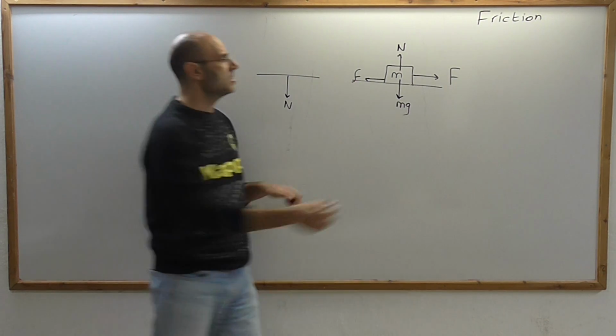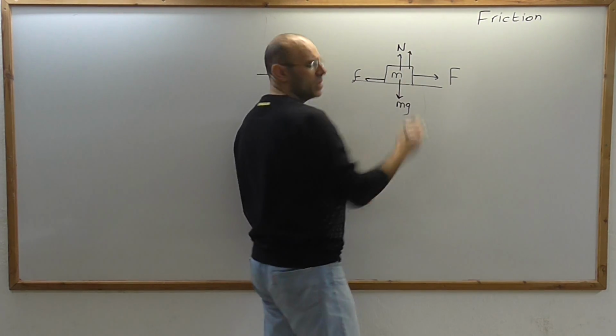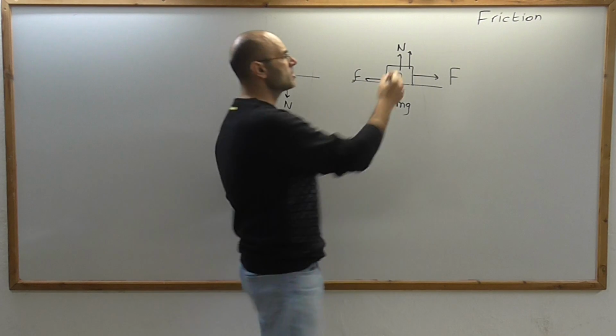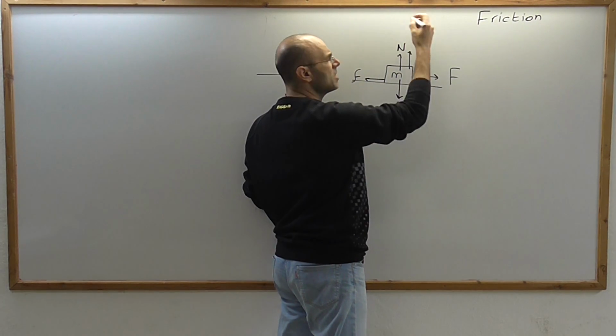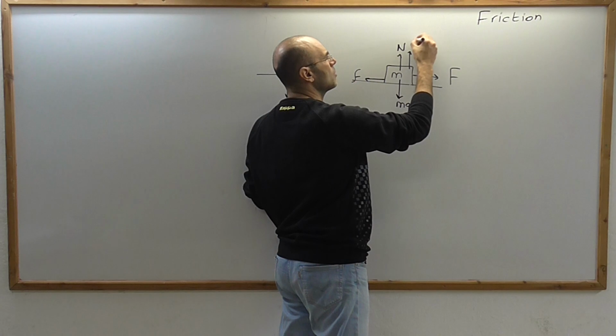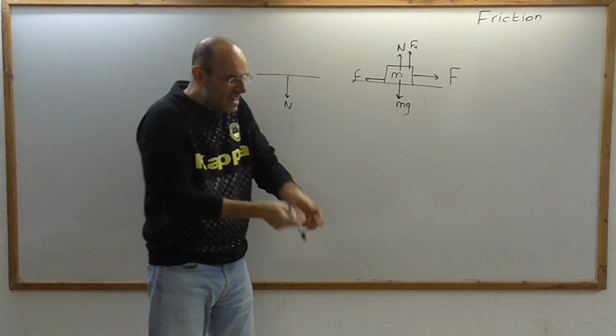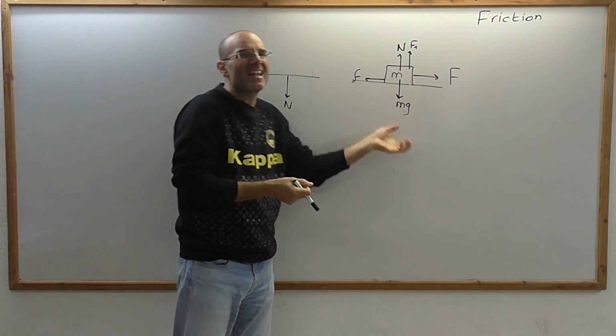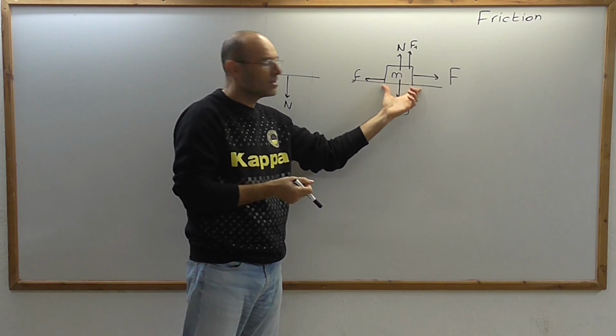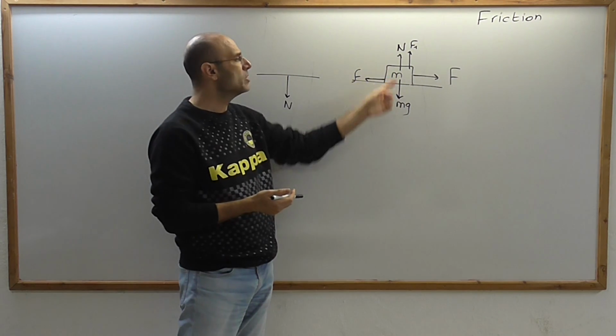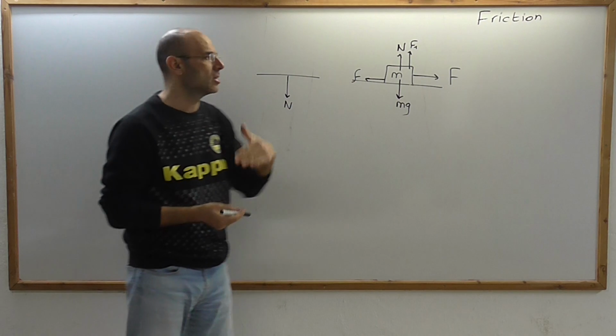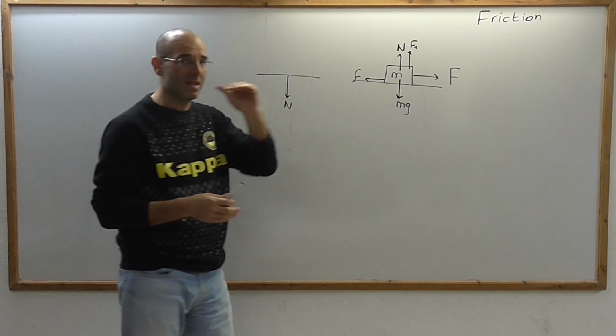But in another case, suppose I lift this mass upwards with a rope or with another external force, let's say another F1. So if I lift it a little bit, it will press lighter on the surface. So the normal force will not be mg, it will be less than mg. And the friction obviously will be less.